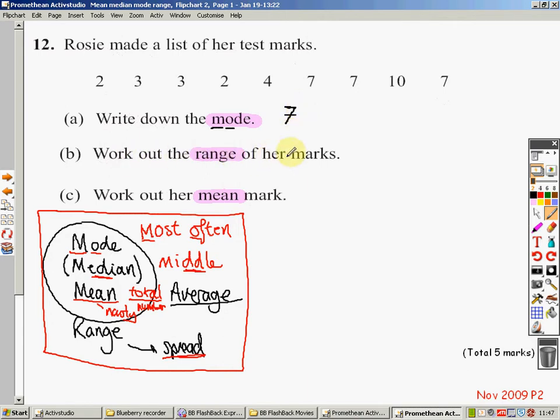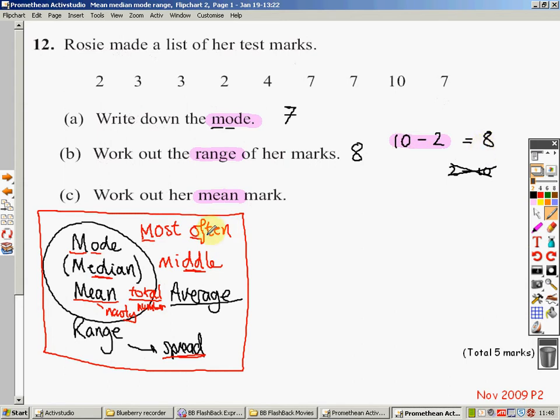Work out the range of her marks. Now this is the highest number, which is 10, subtract the lowest number, which in this case is 2, so that equals 8. So the range is 8. This can be a bit confusing for students because in science, if they ask to write down the range, the answer would have been 2 to 10, because the lowest is 2, the highest is 10. You don't get any marks at all for that in the maths exam. So you must do the highest number, subtract the lowest number, work out what it actually is.